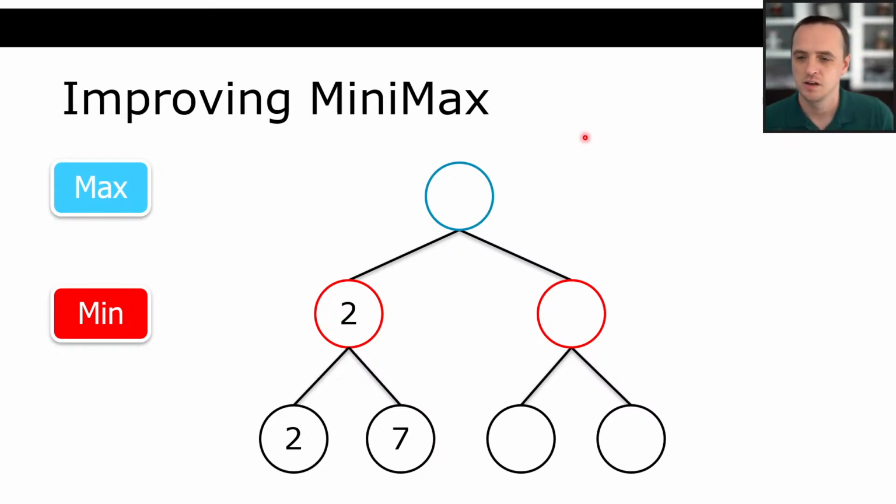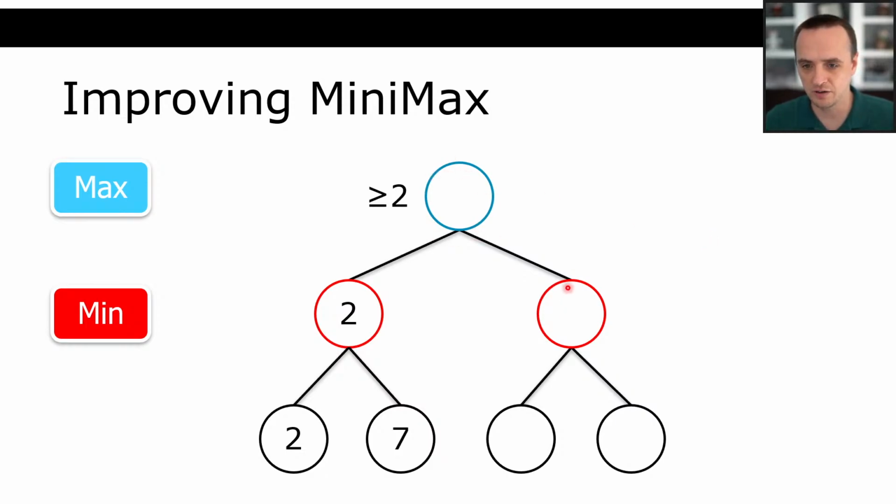Now, what do I know about this one? Well, this player is trying to maximize the results of these. And we already know what this player has chosen. So we know now that this value is going to be greater than or equal to 2, because I already have a 2 to choose from and I'm maximizing. So if this value ends up being less than 2, I don't care about it.